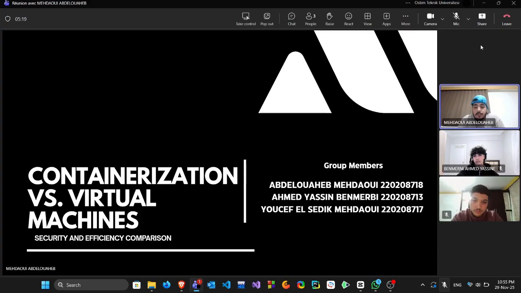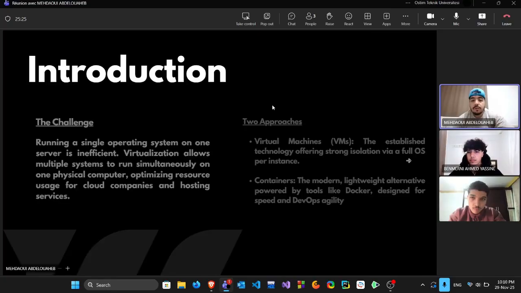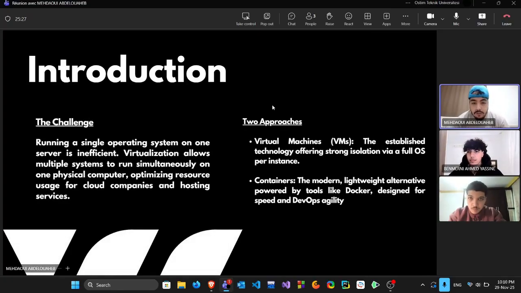This topic is deeply connected to what we study in operating systems. Concepts like kernel management, process isolation, and resource allocation. We wanted to see how those theoretical concepts apply to the modern cloud and DevOps tools used by companies like Google and Amazon today. So let's get started with the introduction.